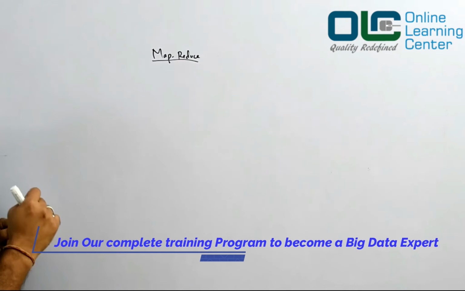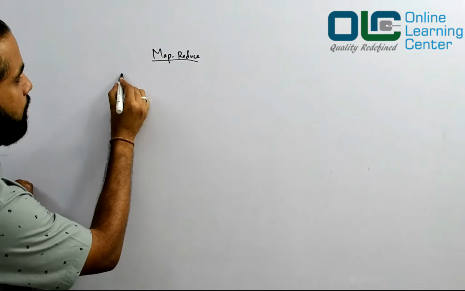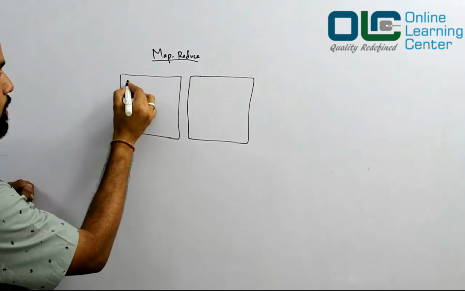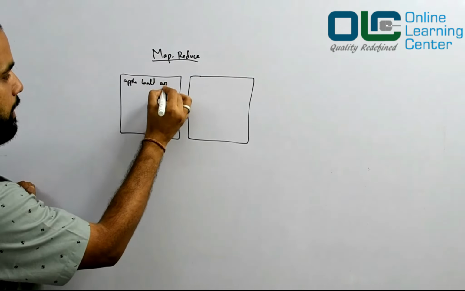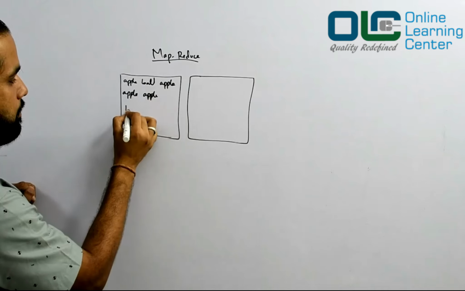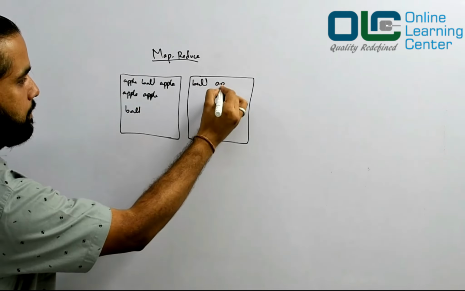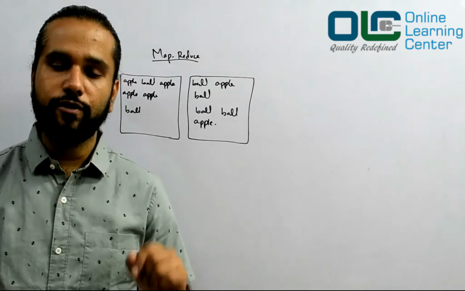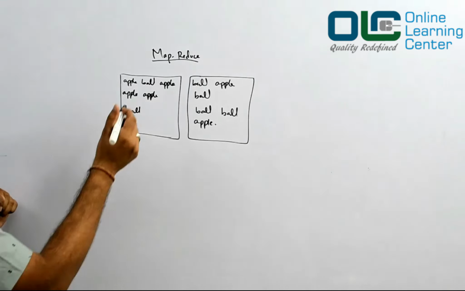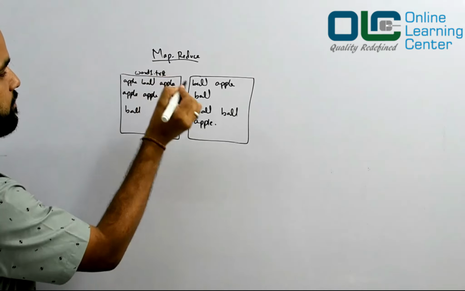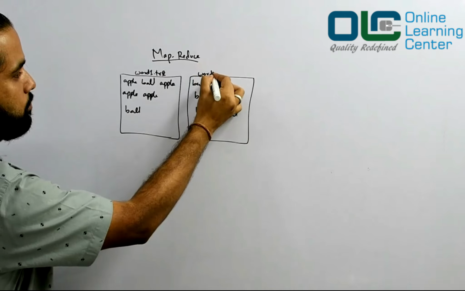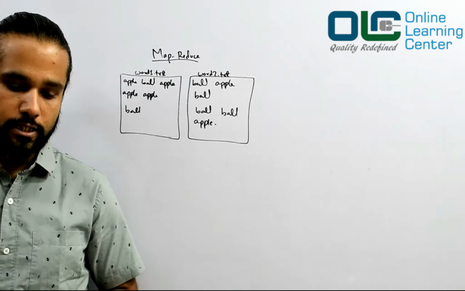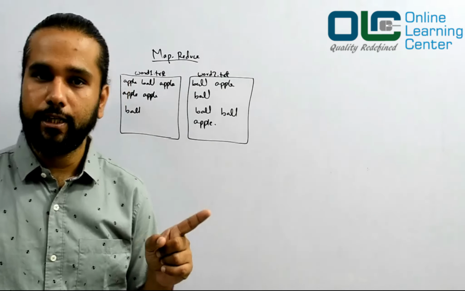Now for our understanding, we will try to process a file which has some words in it. Let's say you have apple, ball, apple, apple, apple, ball, ball, apple, ball, ball, ball, and apple. Now let us assume these are two files present in your HDFS. This file is called word1.txt and this file is called word2.txt. So you have two files, word1.txt and word2.txt.